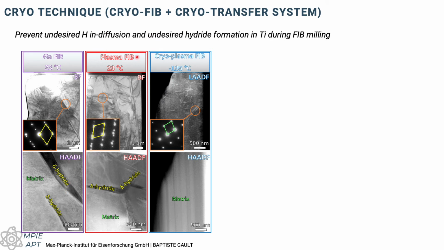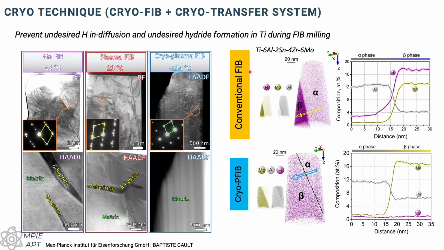So we did gallium FIB and plasma FIB at room temperature, and ended up with hydrides. And then we did cryo-plasma FIB, and we also did cryo-gallium FIB. And we showed that we didn't find any hydrides in these situations. Through conventional FIB in an alpha-beta titanium alloy, we would end up sometimes with 20% hydrogen in beta. After cryo-FIB and room temperature transfer, we would end up with almost no detectable hydrogen above the level of background, which was a very good sign.